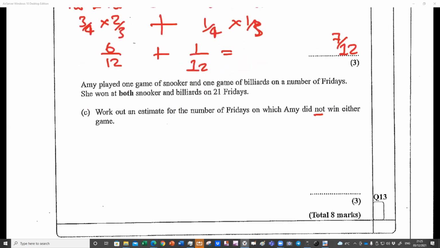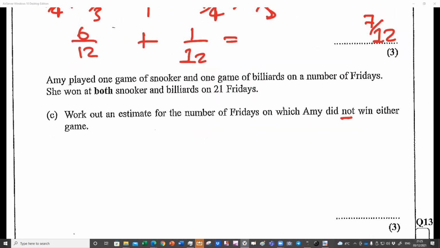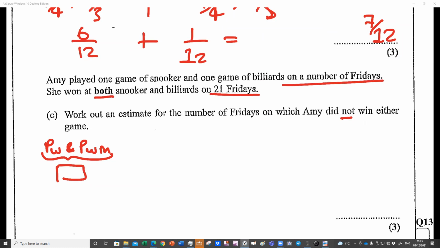So let's have a look. Let's put some annotations. So the probability that she won both, so win and win, that'll give us a probability, yes? And then she did that for how many? She won both of them on 21 Fridays. So she played for a number of Fridays. We don't know how many. And then the answer to that calculation is equal to 21.